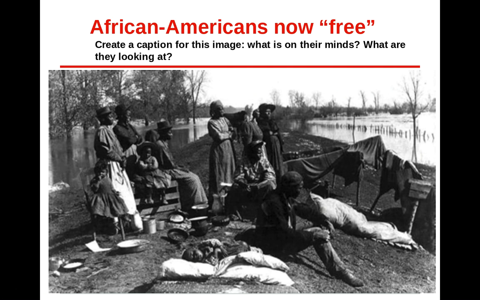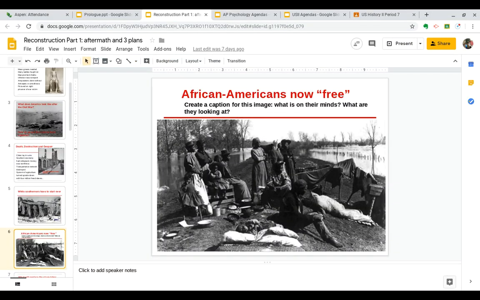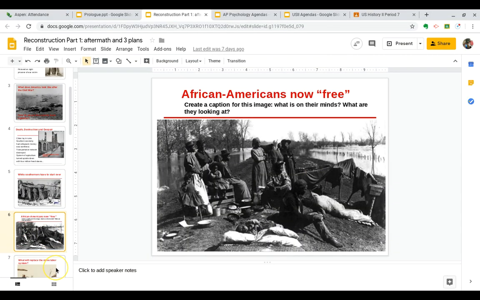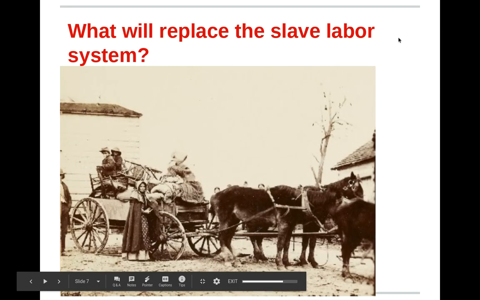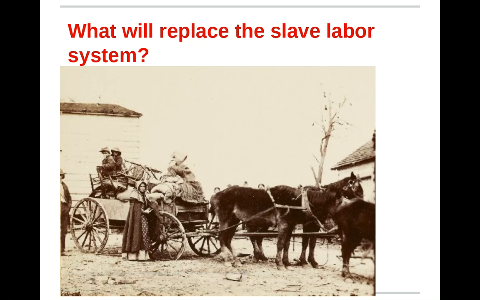Okay, for slide 6, we looked at this in class, and I do want you guys to answer this. For slide 6, just put down one thing that you think is on their minds, right? They're gazing off into the distance, and what are they thinking about? Put down one caption for these free African Americans. So now, guys, we're going to go on to slide 7. I do want you to put down for slide 7 that there's going to be a major shift for the labor. So no longer slavery, it's going to be sharecropping.